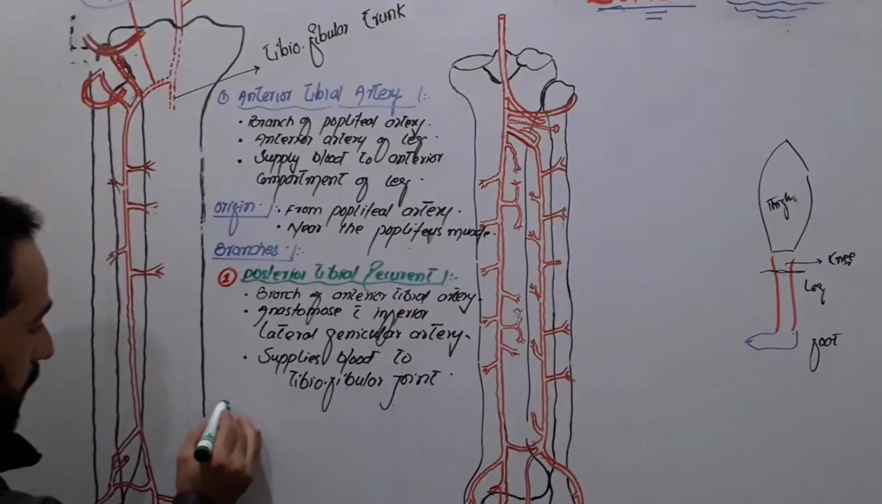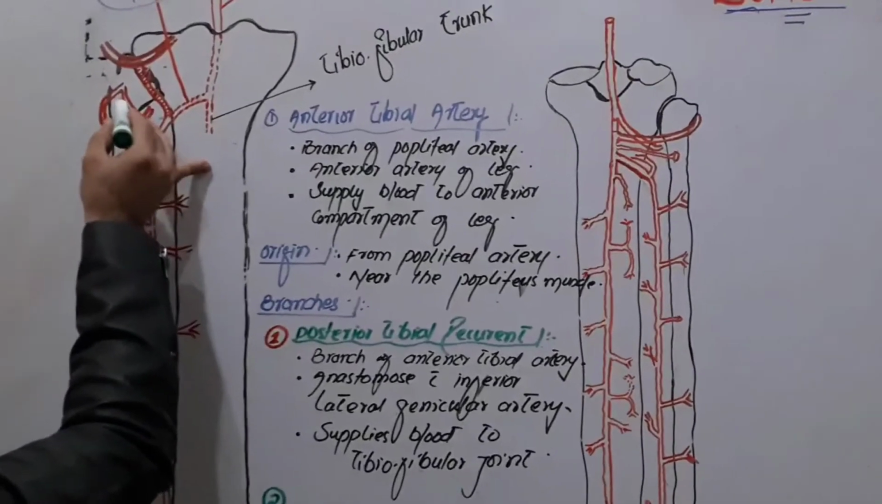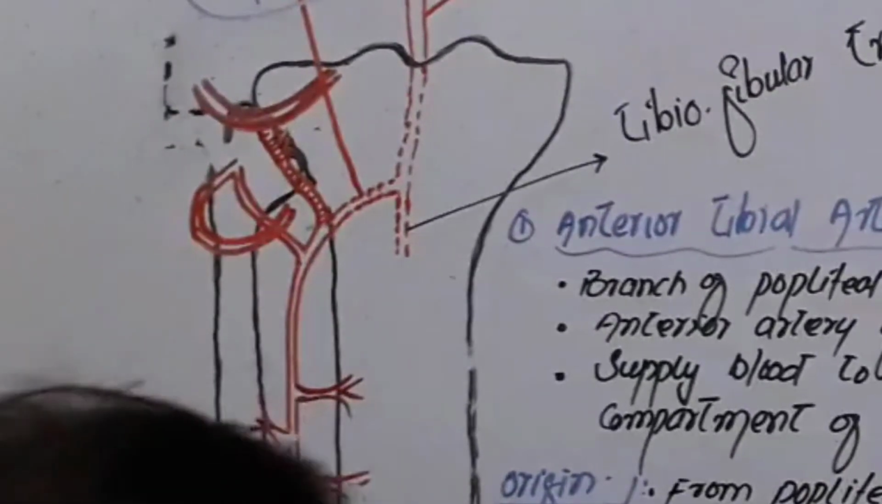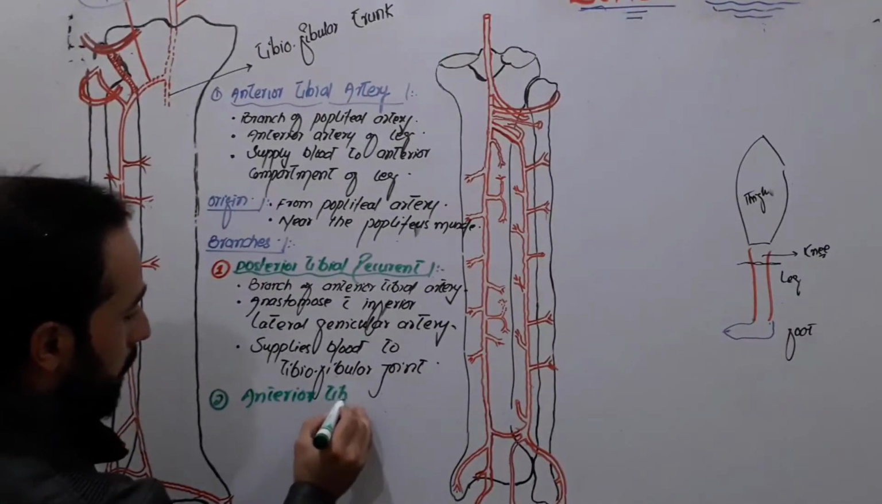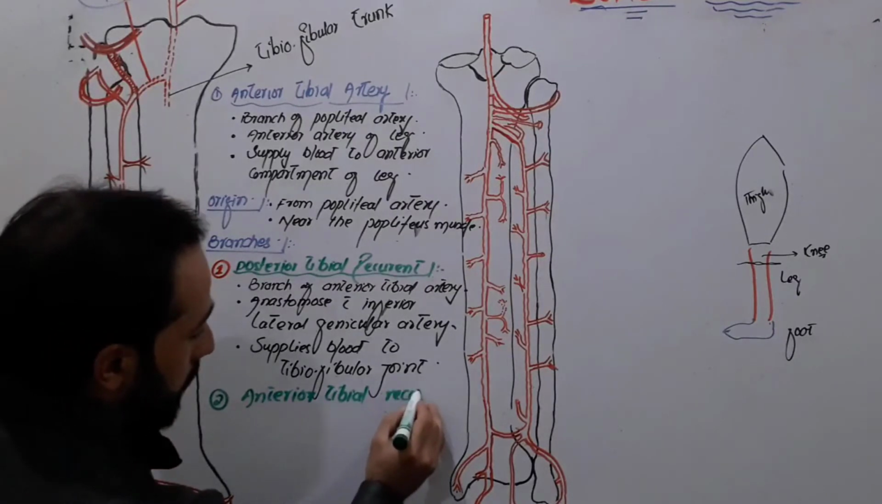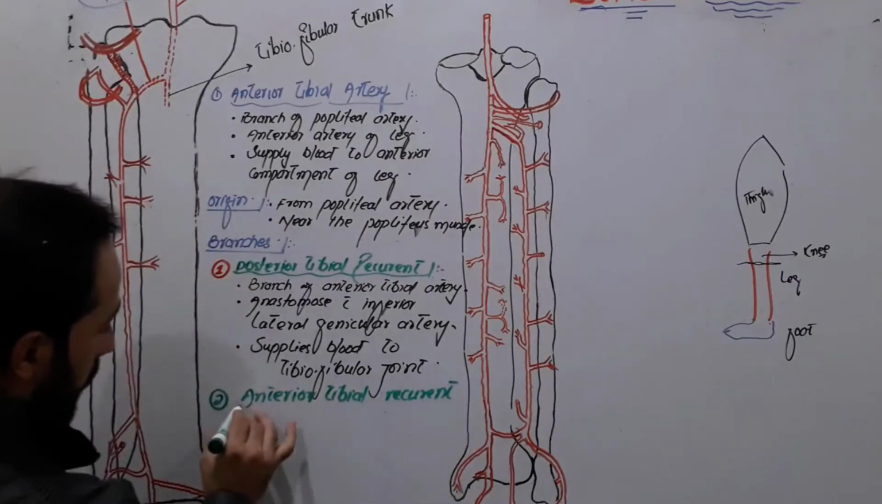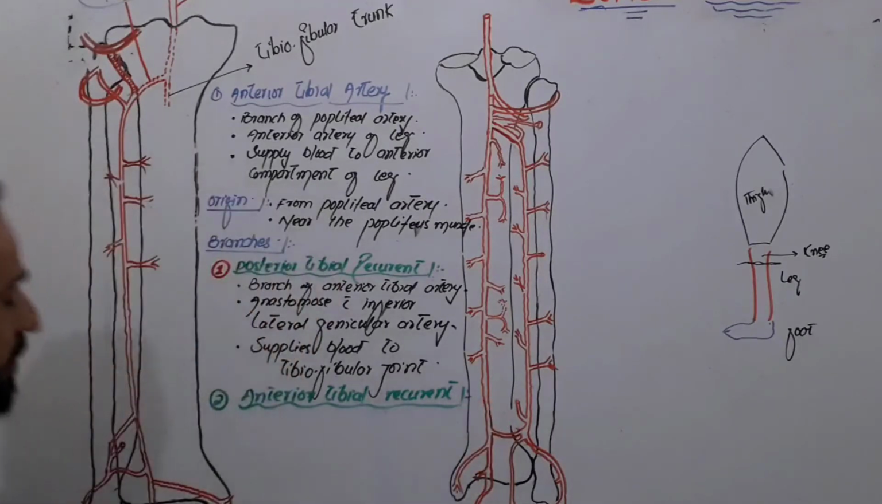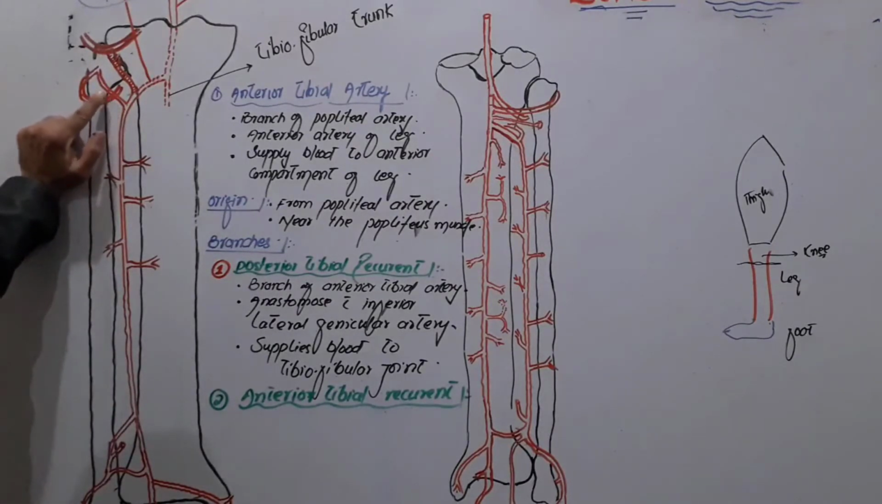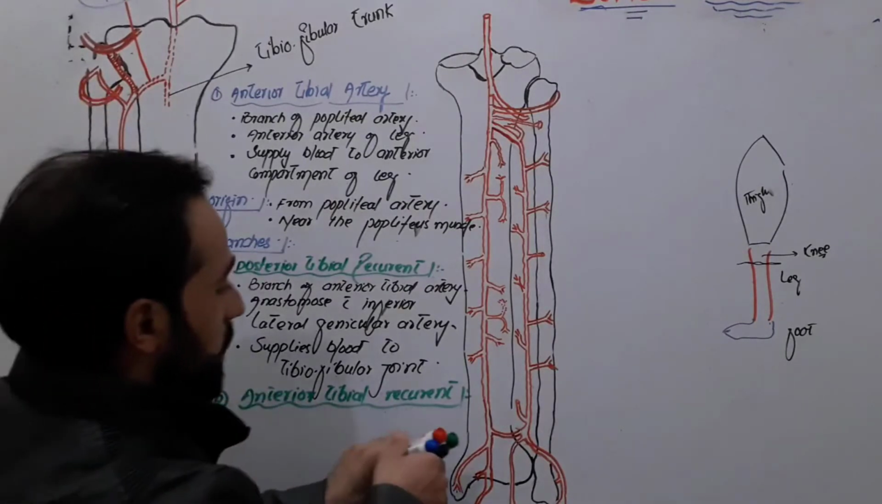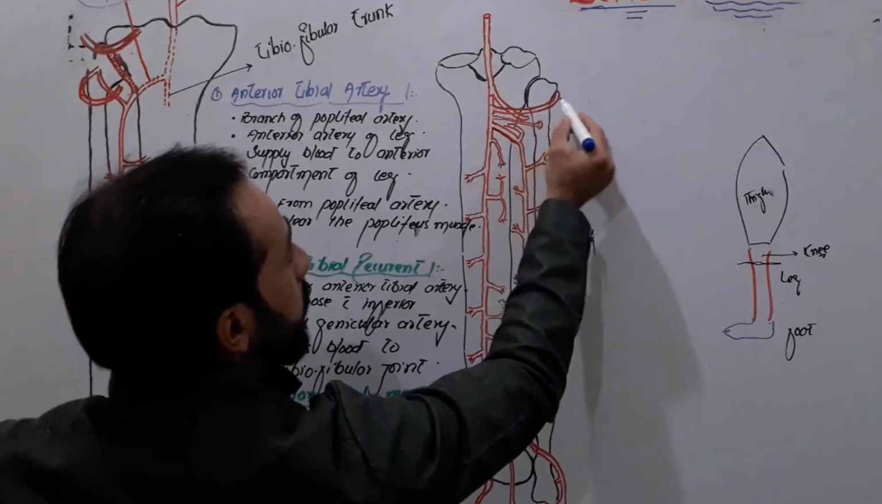Now the next branch from this artery is the anterior tibial recurrent artery. Right, friends. So this is the second branch. And what is this artery? This artery is also a branch of the anterior tibial artery, right? Look carefully, it goes superiorly, that's why we call it recurrent, and it anastomoses with the fibular circumflex artery. Here we can see this artery, this is our fibular circumflex artery.